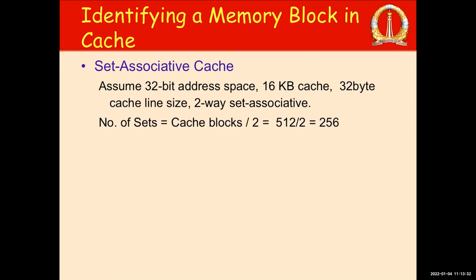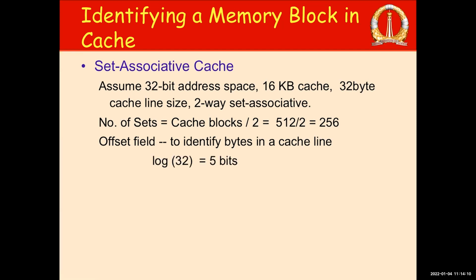The first thing that you find out is how many sets are there in the cache. You take the cache size divided by the cache line size and divided by the associativity, which essentially gives the number of cache blocks divided by 2. The number of cache blocks is 16K divided by 32. That divided by 2 is essentially 256. Then to identify the specific byte within the memory block, since there are 32 bytes in the block, you need 5 bits for that. So the offset is essentially 5 bits.